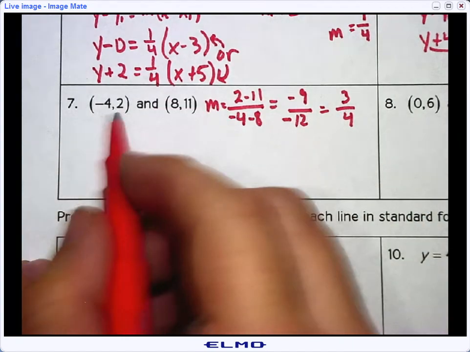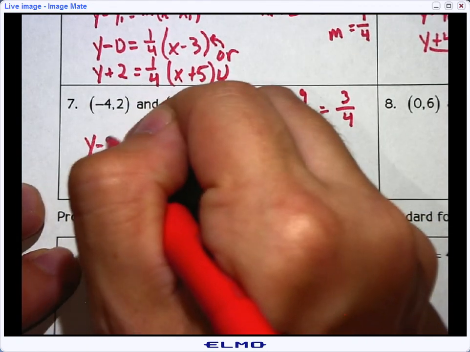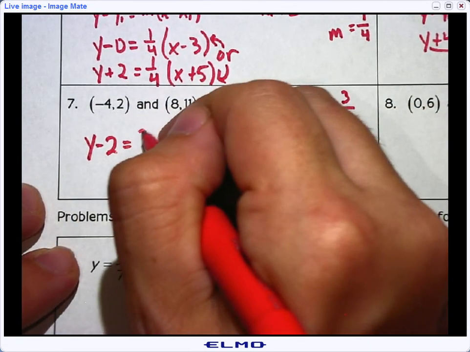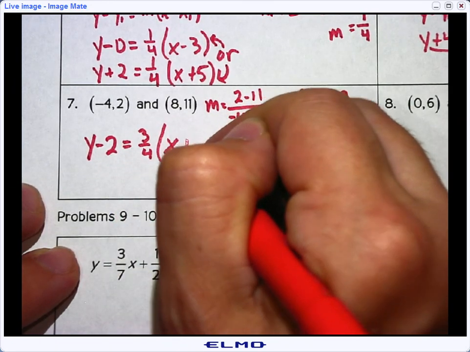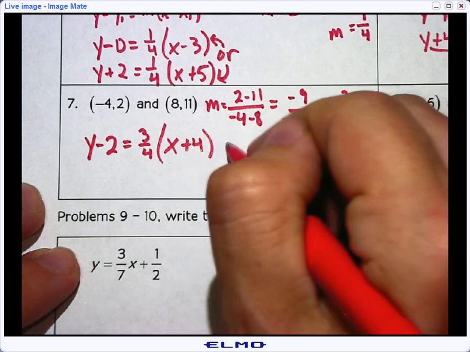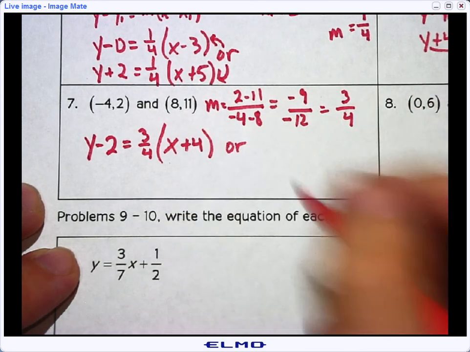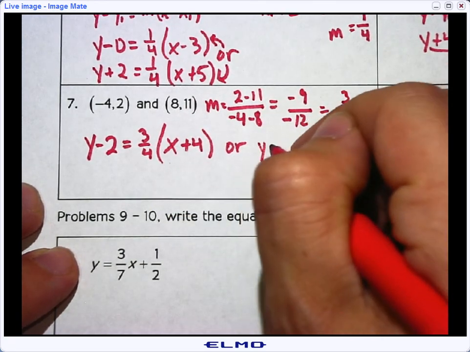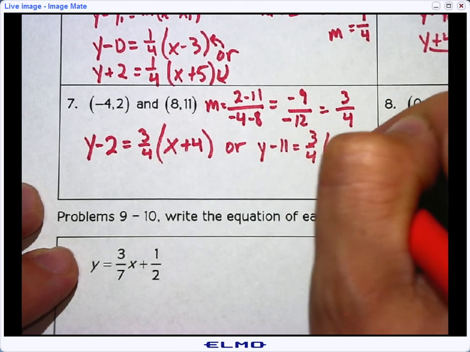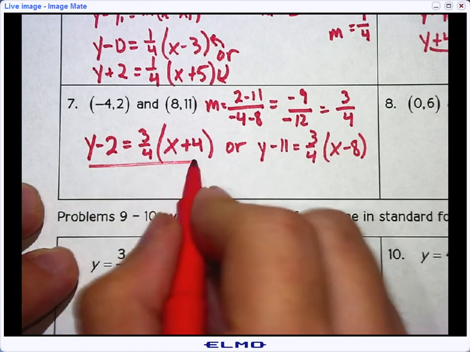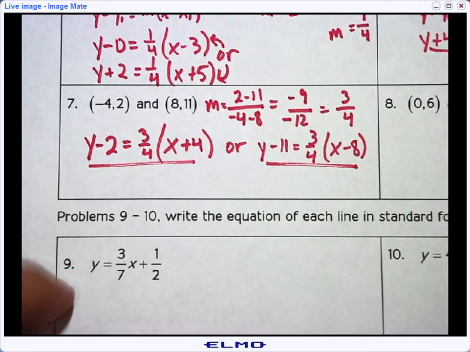All right, if I go with the first point, we're going to have y minus 2 equals 3/4 times x minus negative 4, which is x plus 4. Or, using this point, you would have y minus 11 equals 3/4 times x minus 8. So this one or this one would be my final answer.